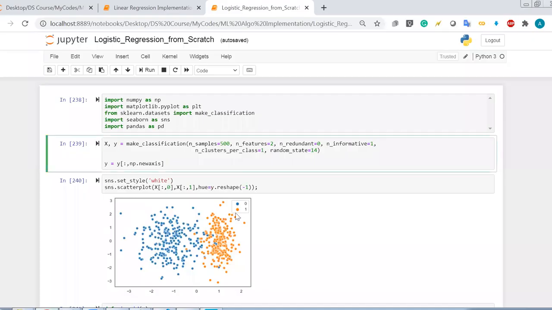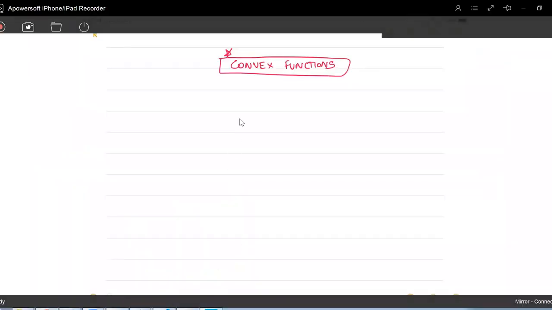So we have a term which is known as convex functions. Okay, so will you share the screen? Oh, is it not shared? Okay, sorry.